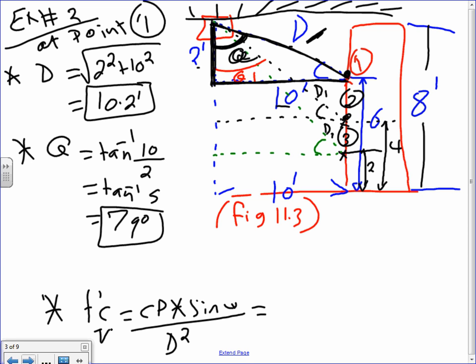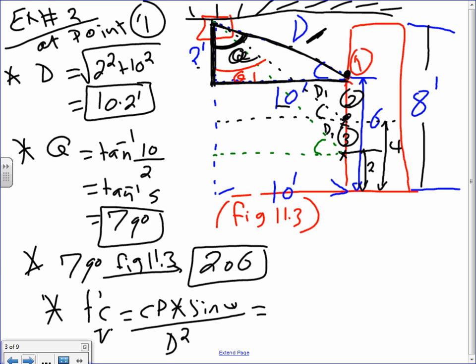So that is the steps that we're going to do, right? First, find the distance. Second, find the angle. Third, piece of cake now. Third, from the angle, from 79 degrees, you're going to go to figure 11.3. 79 is closest to 75, so I'm going to use 206. Then the rest is history.